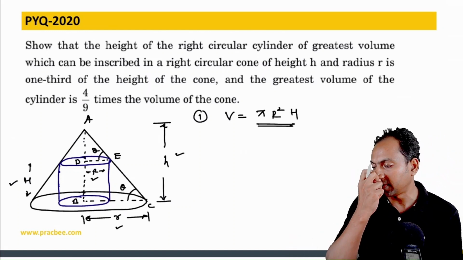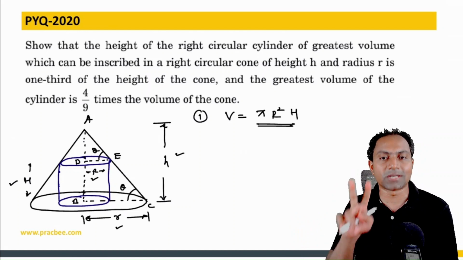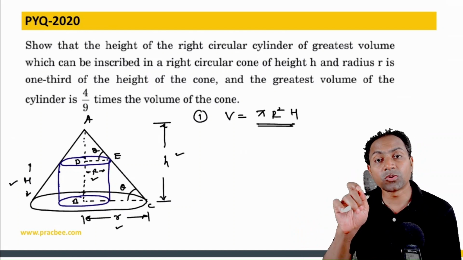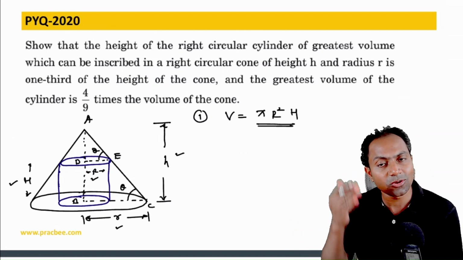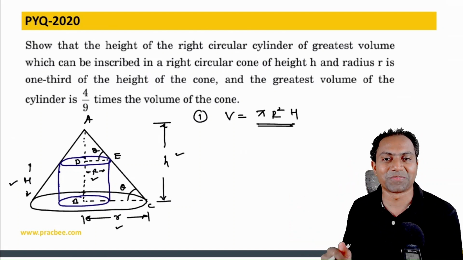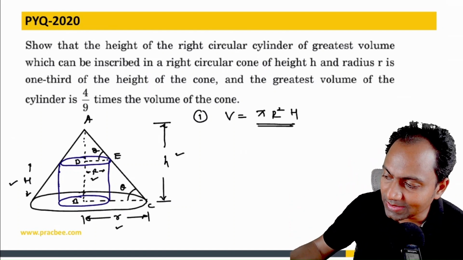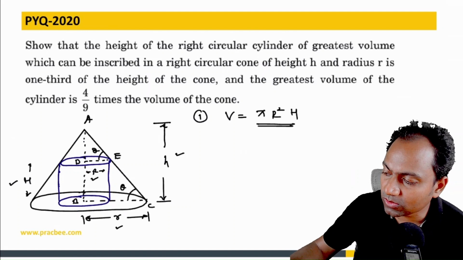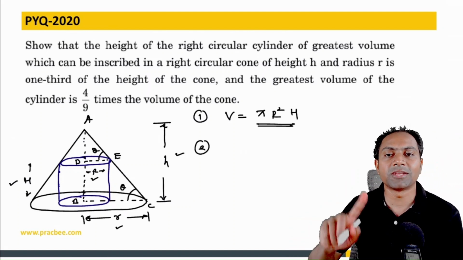Now you can see that if I want to maximize it, there are two things that are changing, r and h both. So we need to eliminate one of those variables. This is a common thing that we have been following in all such word problems. You can replace h or r, both. Now how to replace that? For that we will have to form some kind of a relation between r and h.